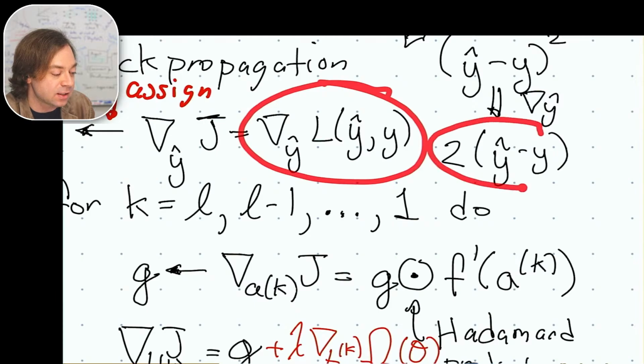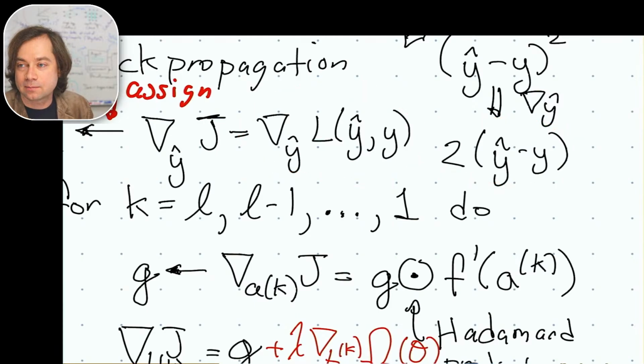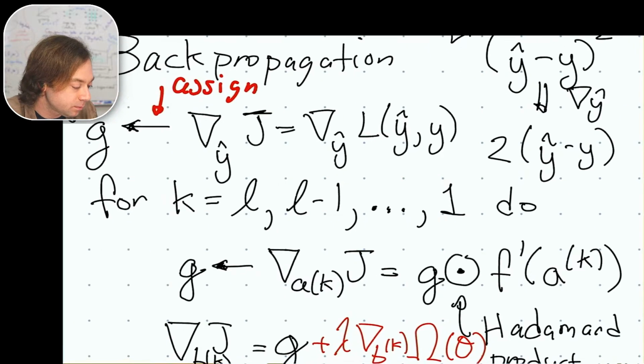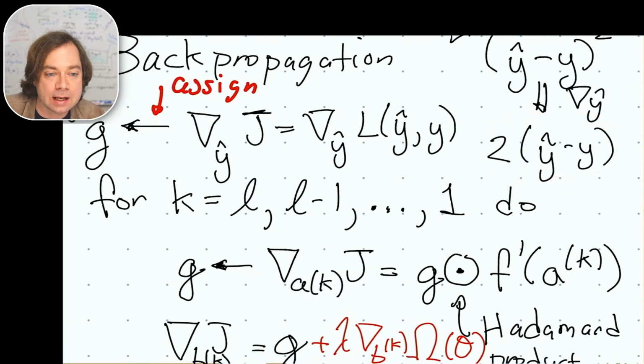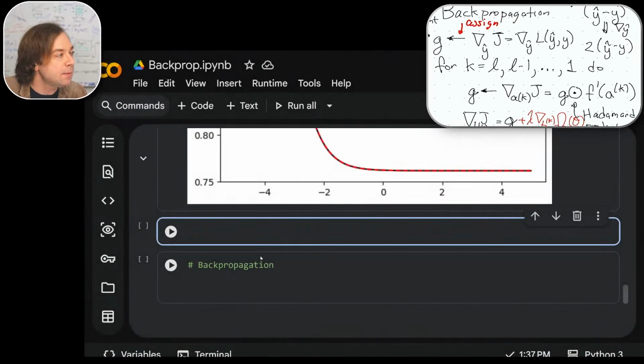We did it last time. It's going to be 2 times our prediction minus y, right? So we have to be able to put in some data point right now for the actual data. That's pretty simple, right? In fact, let's put it in its own function here. Let's go back to the code. I'm just going to make a new function right here. I'm going to call it loss_gradient.